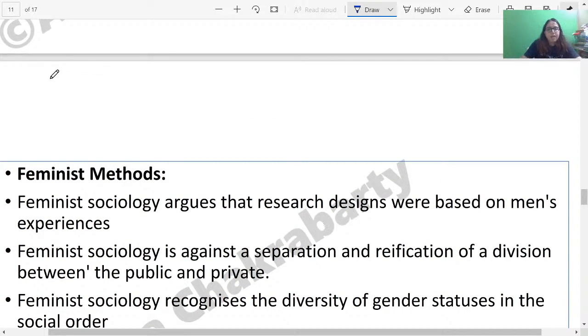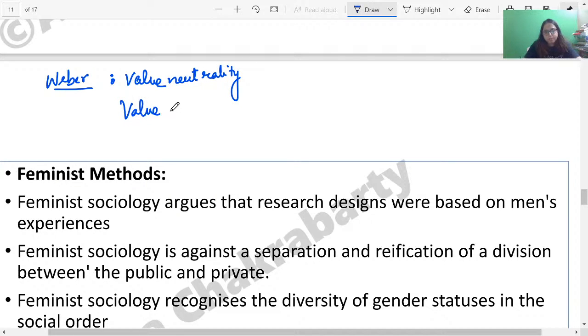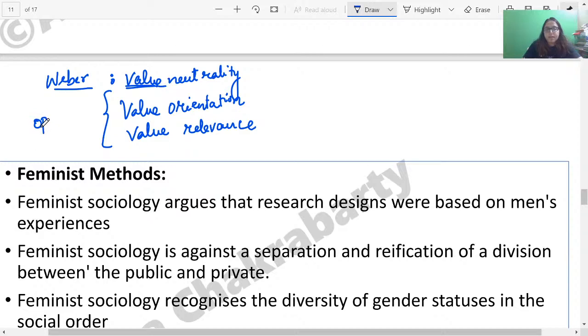So in Weber, we have three terms that you people have to remember. One is value neutrality. Another is value orientation. Another is value relevance. इनका मतलब क्या है? In sociology and in social sciences the term value means opinion. आपके जो opinion है value, ये fact नहीं है. यानी कि अगर मुझे कोई चीज पसंद आया, that is my opinion.